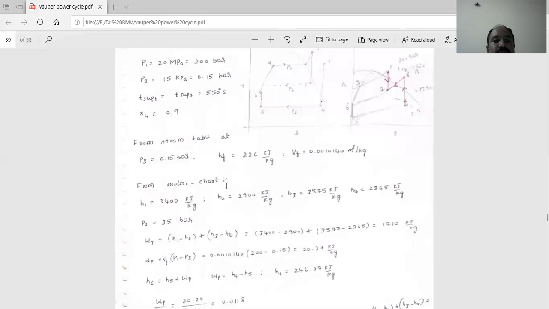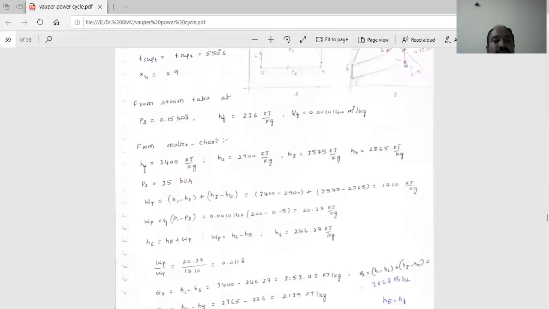From the Mollier chart, we have to write down the value of H1 is equal to 3400 kilojoules per kg. H2 is equal to 2900 kilojoules per kg. H3 is equal to 3575 kilojoules per kg. H4 is equal to 2365 kilojoules per kg.